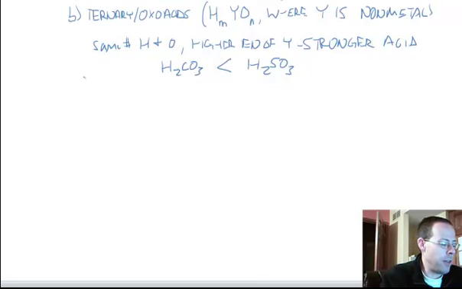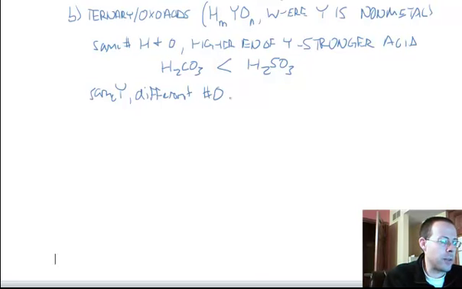Okay. The other thing we can look at is the same Y. So the same nonmetal, same Y, but different numbers of O's. Different numbers of oxygens, or N is changing. Alright? And this one is simply more O's equals stronger acid.